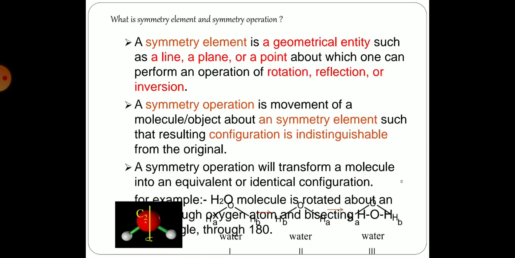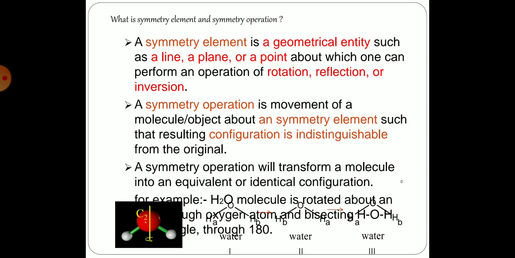Okay, so what are the symmetry elements? Okay, a symmetry element is a geometrical entity such as a line, plane, or a point about which one can perform an operation like rotation, reflection, or inversion. Okay, also a symmetry operation is a movement of a molecule or object about a symmetry element, such that the resulting configuration is indistinguishable from the original form. Or you can say a symmetry operation will transform the molecule into an equivalent or identical configuration.